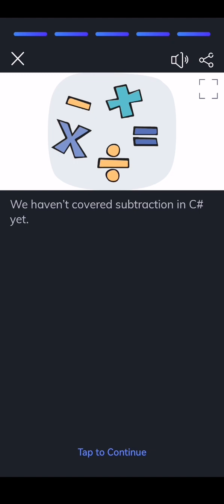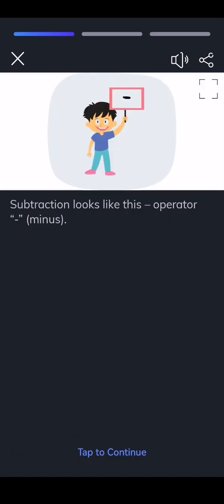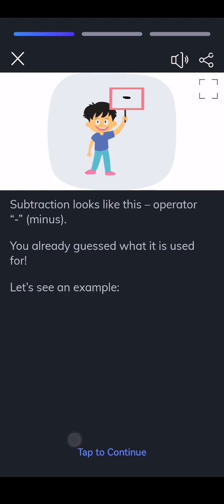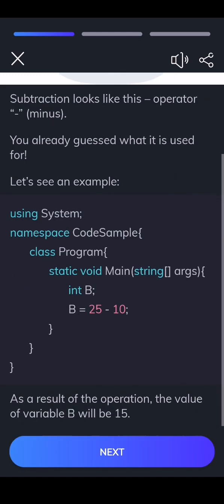We haven't covered subtraction in C# yet. Well, that's going to be our next subject. Let's go. Subtraction looks like this, operator, minus. You already guessed what it is used for. Let's see an example. As a result of the operation, the value of variable b will be 15.